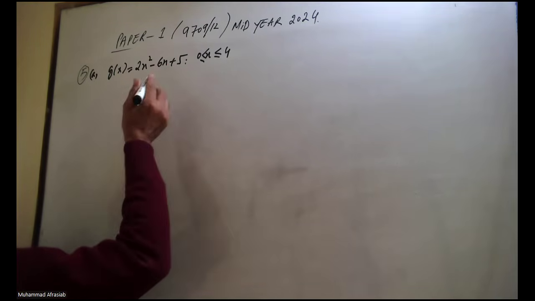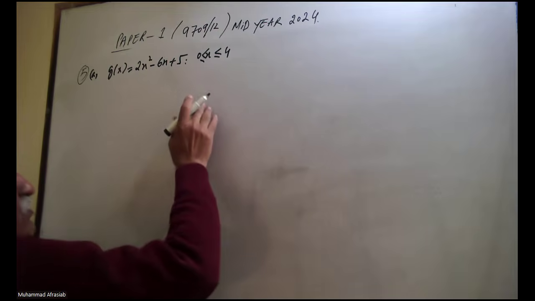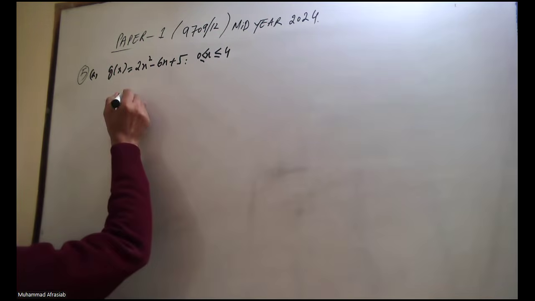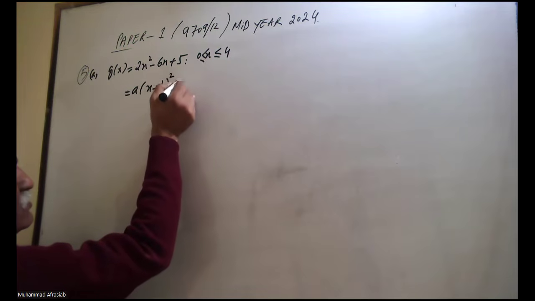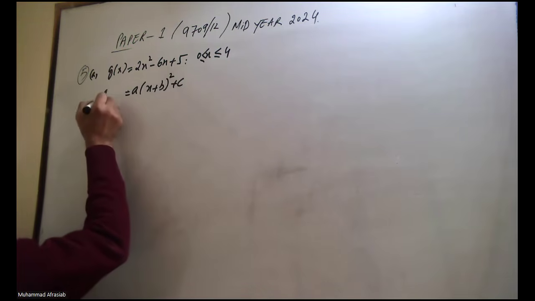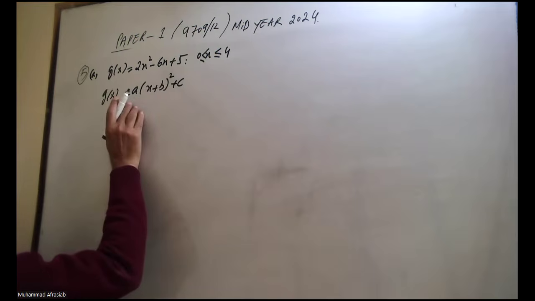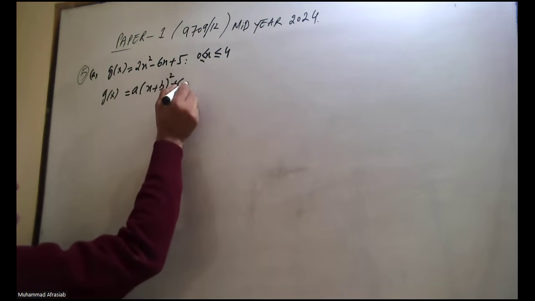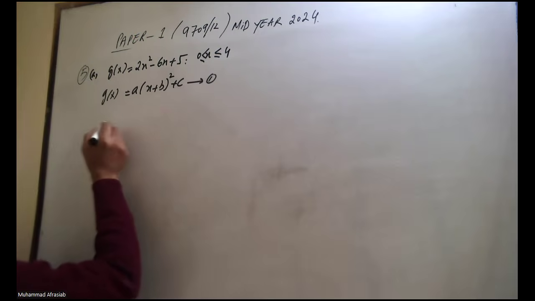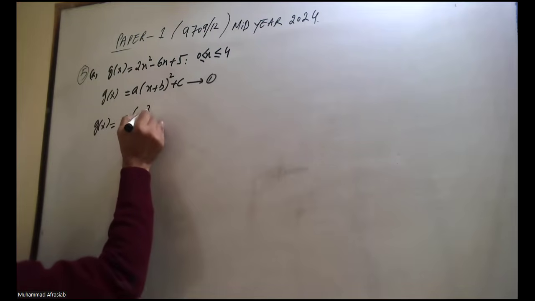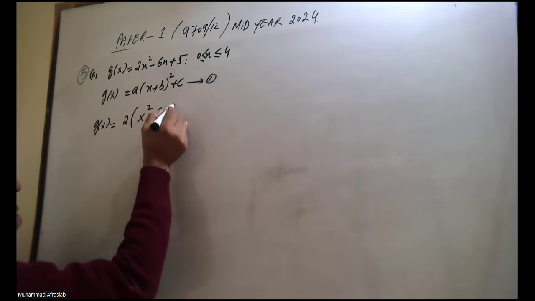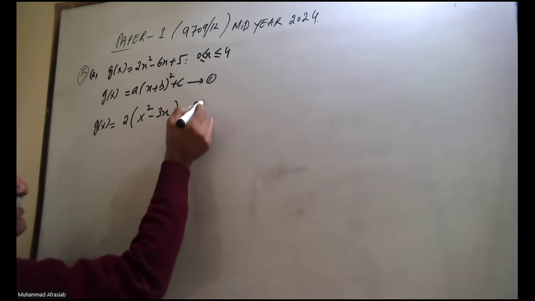Now, we are going to use the completing the square method for this portion, because this is going to be converted to the form a(x + b)² + c, and you have to give the values of a, b, c there. So g(x) is equal to 2, take it common if it is not 1, it should be x² − 3x + 5.